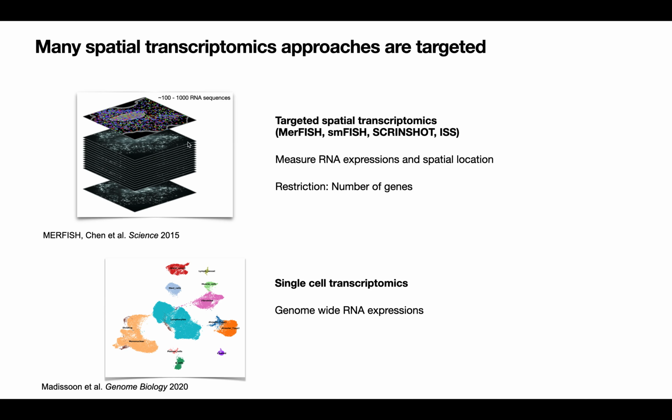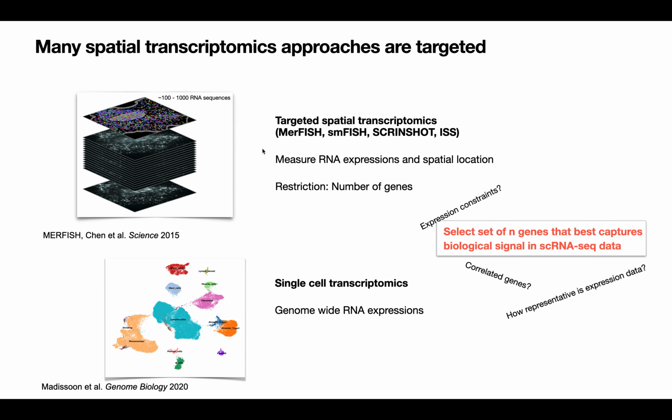There are methods that are limited in the number of genes that you can measure. For example, you measure 100 genes. And the goal of this project was to select a set of n genes for such experiments. So our starting point was to say, okay, we have the single-cell RNA-seq data set, and we find all this variation that describes the states, and we would like to have a gene set that best captures this overall variation.